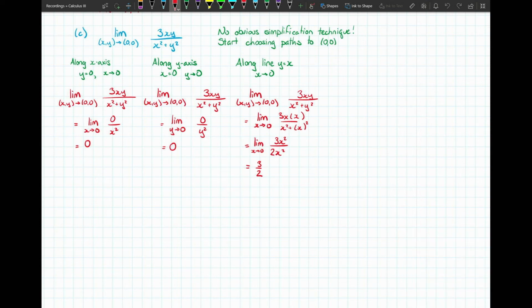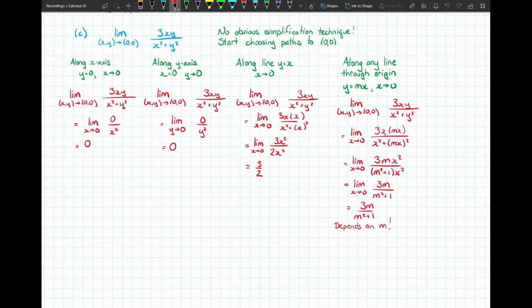If we wanted any line through the origin, and we don't care what slope it is, we could just choose a line y equals mx. So that way we know it is going to pass the origin. And we'll just let x approach 0. And this is very similar. If we were to walk through all the steps here again, we're going to replace y with m times x. That gives us 3mx squared in the numerator, and then we'll have x squared plus mx all squared, and well, we can factor an x squared at the bottom. That gives us m squared plus 1 times x squared.